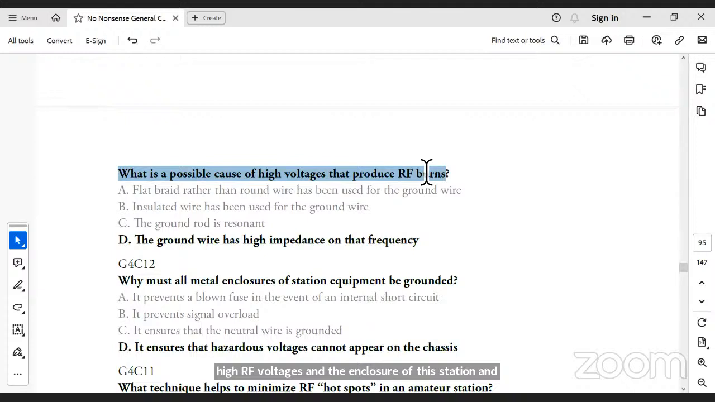What is a possible cause of high voltages that produce RF burns? Well, if our ground wire has a high impedance for the frequency that's being used, that could cause that high voltage in the shack. So the answer is the ground wire has a high impedance on that frequency.